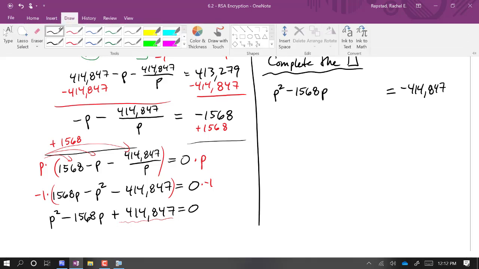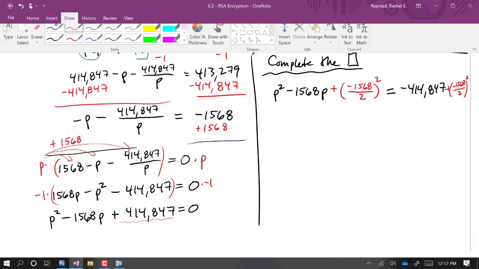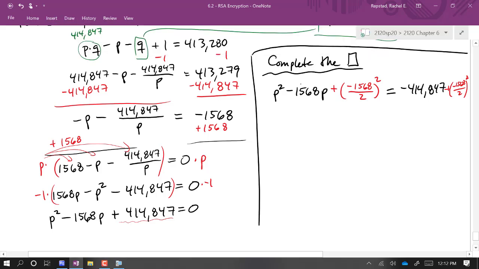Next, I'm going to add the same thing to both sides. And what I'm going to add is the square of half that coefficient on p. So minus 1568 over 2, and then I'm squaring it. I'm adding that to both sides. So now what we have is p squared minus 1568p plus, and this is negative 784 squared.